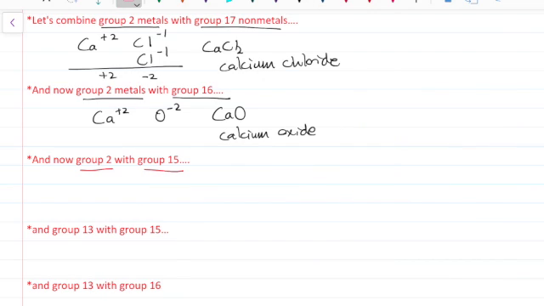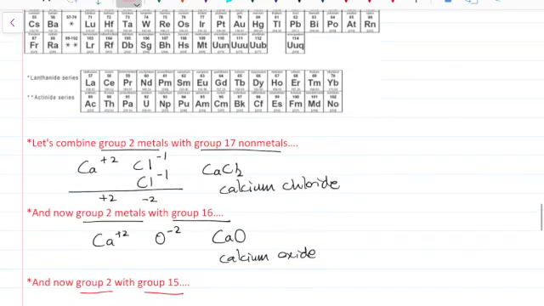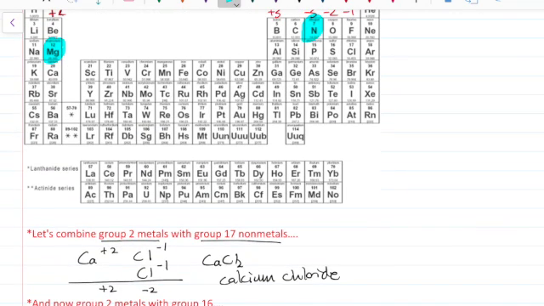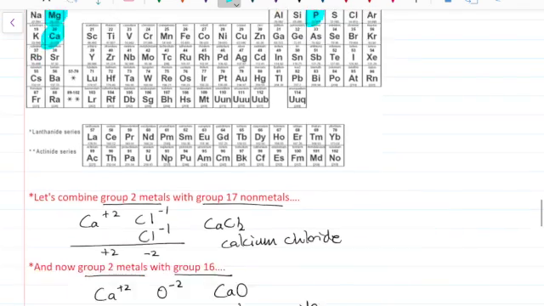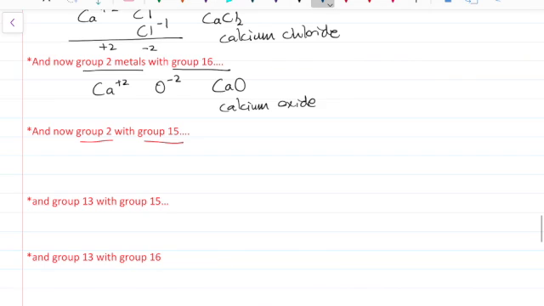Let's do another group 2 with group 15. I'm going to supply them and then I want you to try it on your own. So we're going to pick for this one calcium and phosphorus. Calcium and phosphorus. So you try that one on your own.